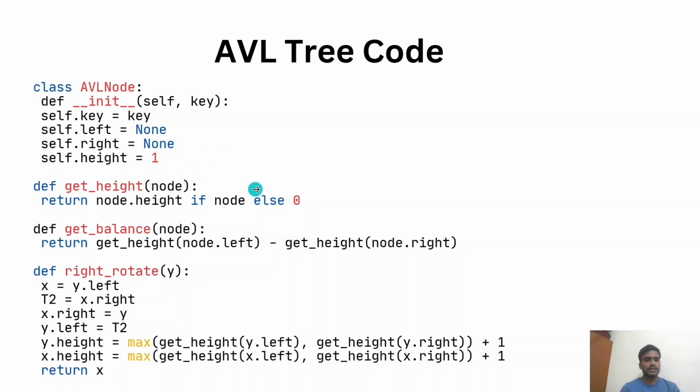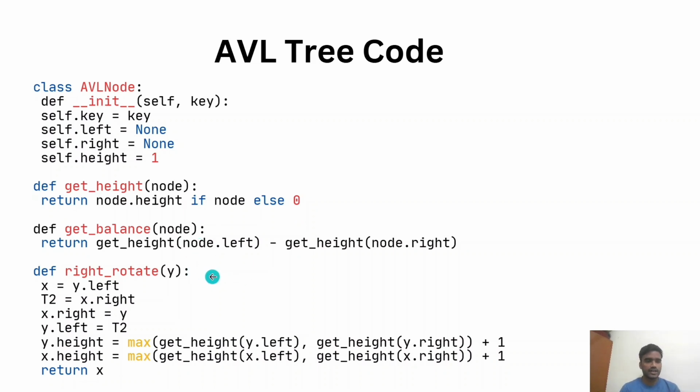Here is the first function, get height. This function will give the height of the given node. If you give the node, it will return the height if it exists, otherwise it will give 0 height. The next function is get balance. This function will calculate the balance factor. When you give the root node, it will calculate the balance factor of that node by giving the difference of the left subtree height and the right subtree height.